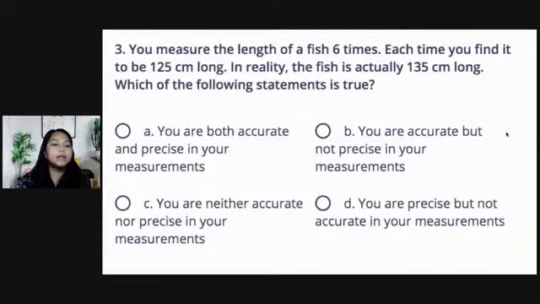You measure the length of a fish 6 times. Each time, you find it to be 125 centimeters long. In reality, the fish is actually 135 centimeters long. Which of the following statements is true? Is it letter A, you are both accurate and precise in your measurements? Letter B, you are accurate but not precise in your measurement. Letter C, you are neither accurate nor precise in your measurements. Letter D, you are precise but not accurate in your measurements. Which one do you think is the correct choice for number 3?